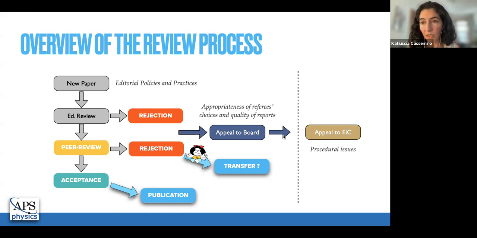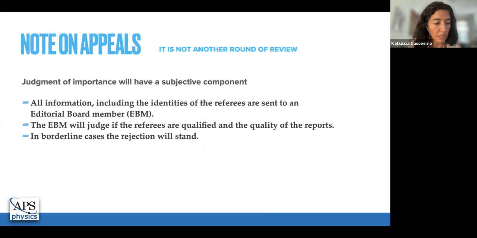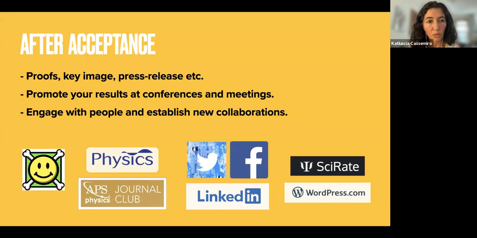If the paper is still rejected and there is any other reason, for example ethical behavior, that you suspect is still not okay, you may appeal to the editor-in-chief, who is going to revise the whole file. I will skip the note on appeal so that we have more time for questions, but if anyone wants to ask about that, we can go through it.